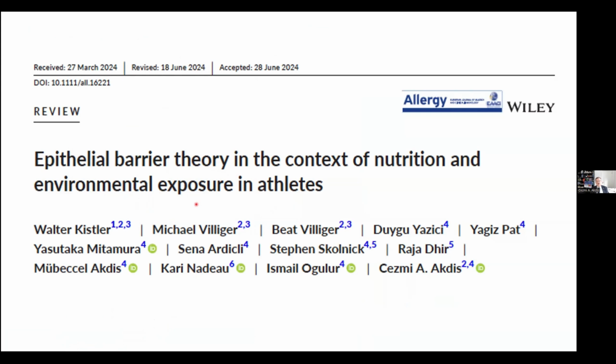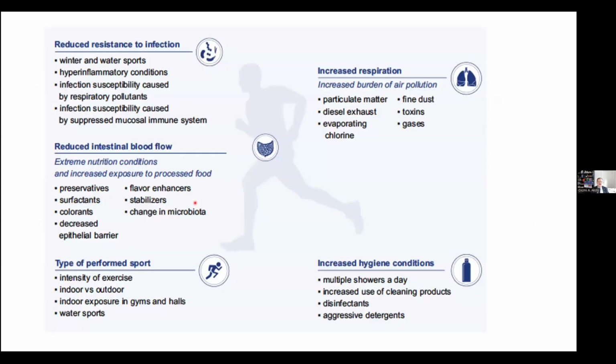It's coming from our sports scientists, and this sports group has been working on epithelial barrier theory. It is about how nutrition and environmental exposure of athletes cause problems in the athletes. There is reduced resistance to infection, and there are intestinal blood flow problems because they have to take in excess calories. A professional Olympic athlete needs 4,000 to 6,000 calories per day in a double training day, and these calories are mainly obtained from packaged food, and this is quite damaging.